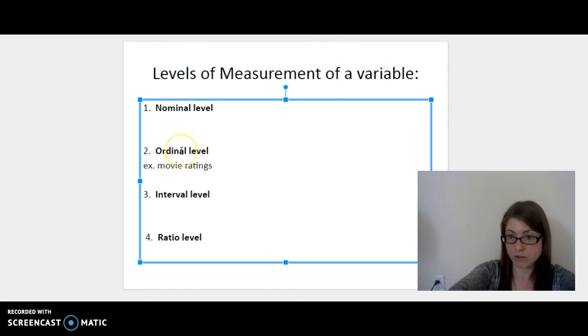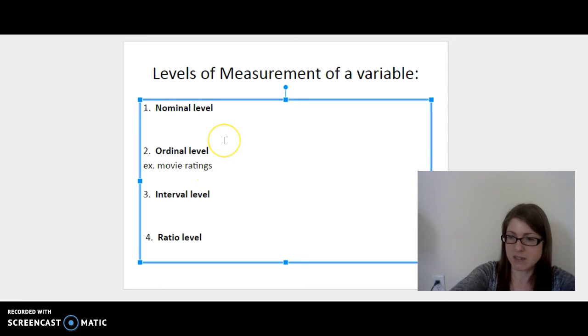So think about ordinal. You order, so it not only names, but it orders. Think about these as progressive. But that's the best that we can do with it. You can't really subtract G and PG. That doesn't make sense. You can't divide.